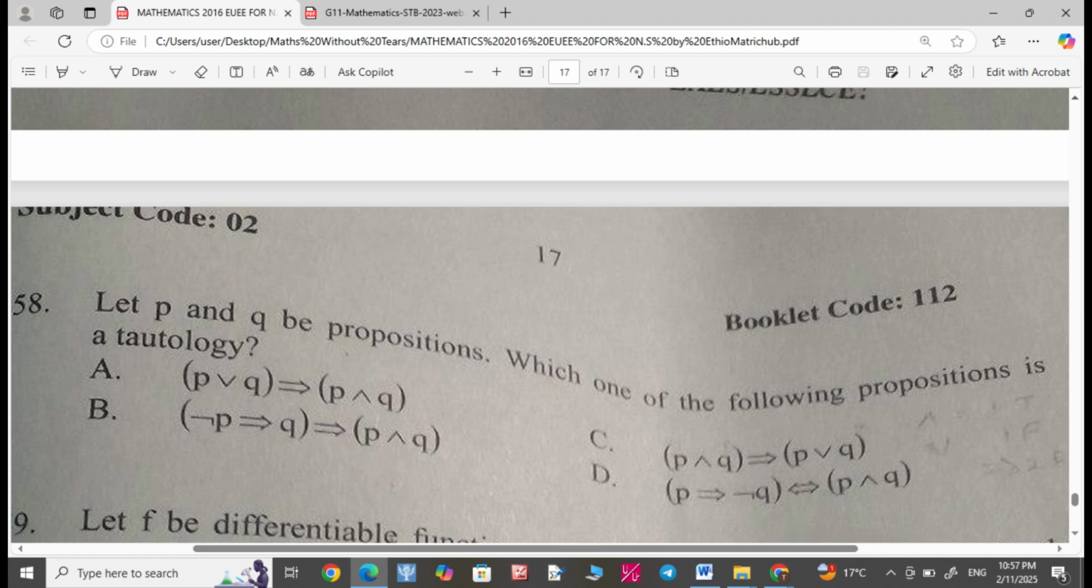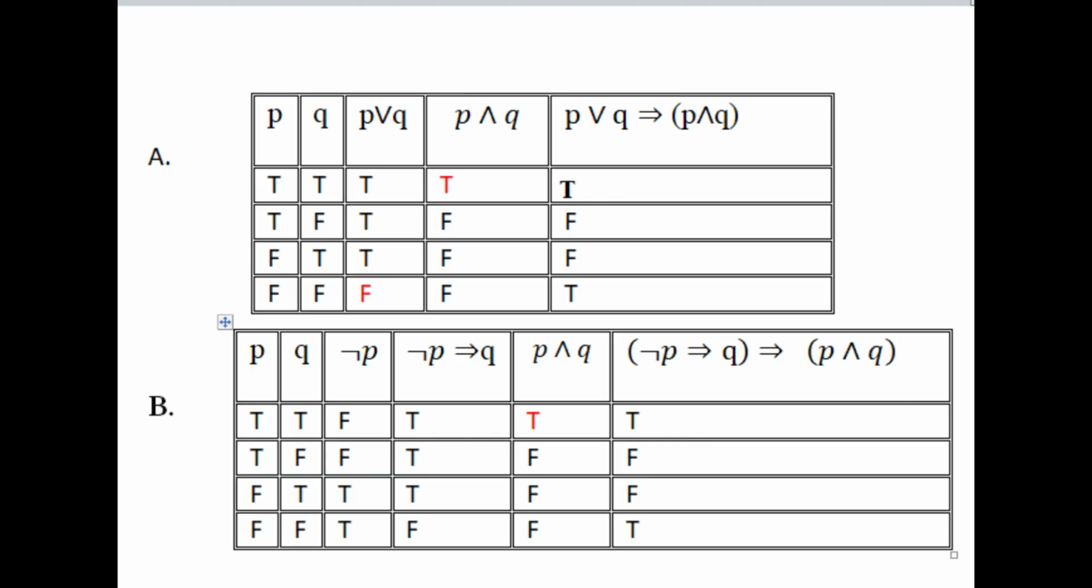Okay, let us see the compound proposition given in A. In order to construct a truth table for any compound proposition, first assign a column to each simple proposition.